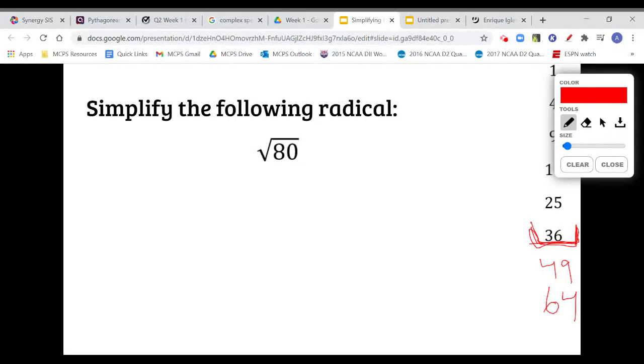If I try to divide 80 by 36, that doesn't come out evenly. 80 divided by 25, not evenly. When I get to 80 divided by 16, that does come out evenly. 80 divided by 16 is 5. So I can rewrite 80 as 5 times 16. Okay, and then I can split this into two separate radicals.